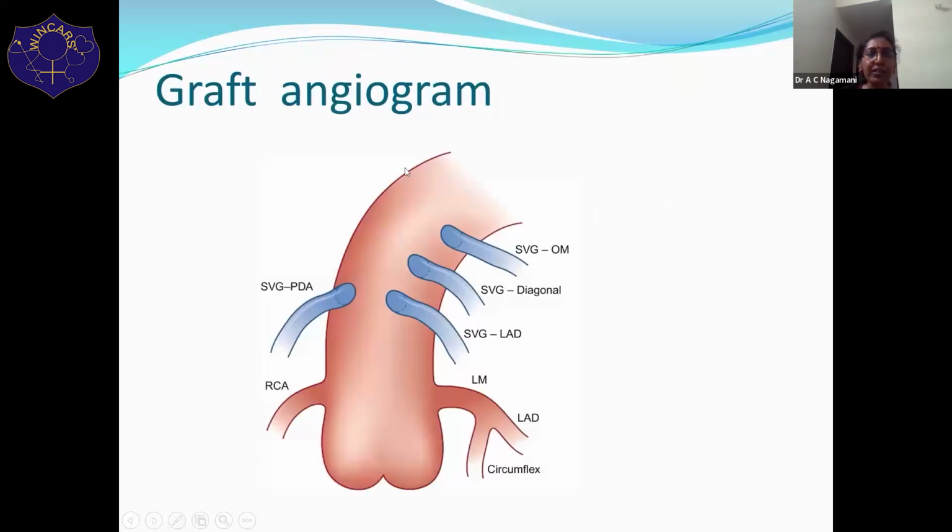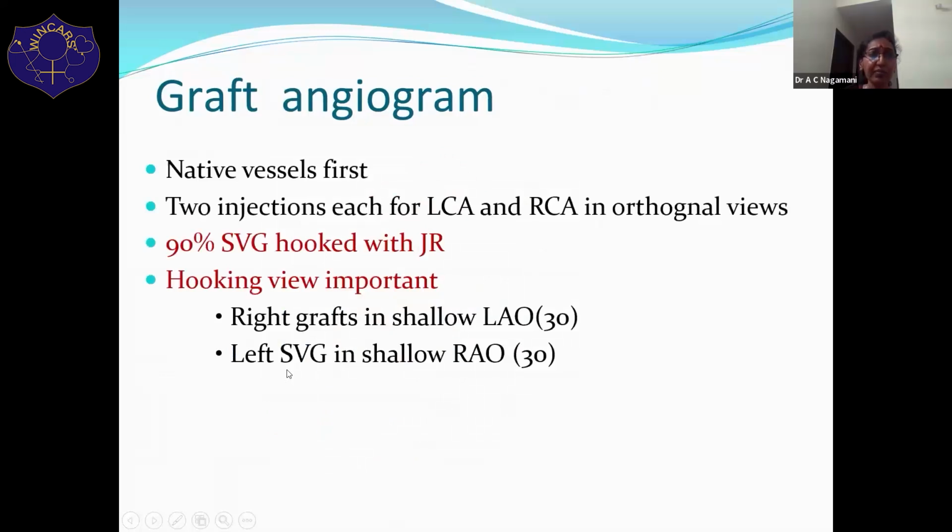Graft angiogram is more complicated. You need at least 2 injections each for LCA and RCA in orthogonal views. Before doing a graft angiogram, always have an idea what grafts the patient has received. 90% of the SVG grafts are hooked with the JR catheter. And the hooking view is really important.